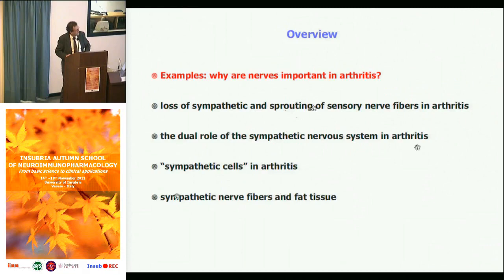And then at the end, I talk about how sympathetic nerve fibers are linked to fat tissue. Fat tissue becomes more and more important in recent years. We recognize that the fat tissue is not simply a store of energy-rich fuels, but also a source of many cytokines and so-called adipokines. And we just recently linked the fat tissue to the sympathetic nerve fibers in arthritis in the synovial tissue of patients. Okay, so we start.